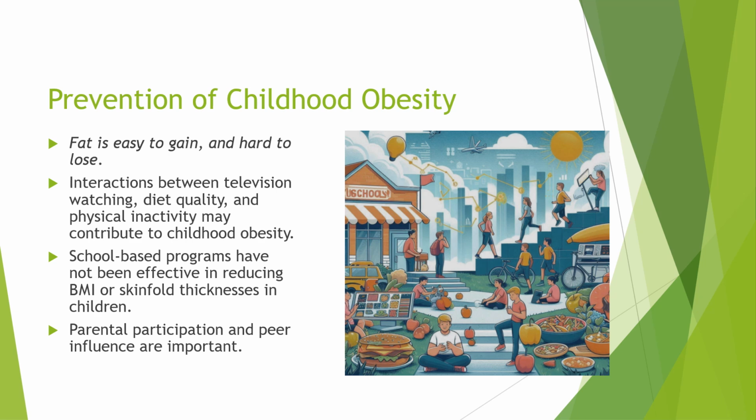Parents play a critical role in shaping their children's eating habits, their physical activity levels, and overall lifestyle. Engaging parents in obesity prevention programs can lead to more sustainable changes. And peer influences. So children are influenced by their peers, making it important to incorporate peer support and group activities into prevention strategies. Positive peer interactions can encourage healthy behaviors and create a supportive environment for maintaining those behaviors.